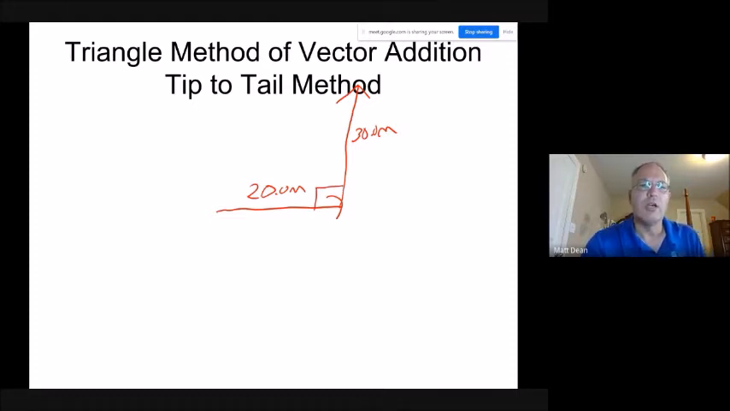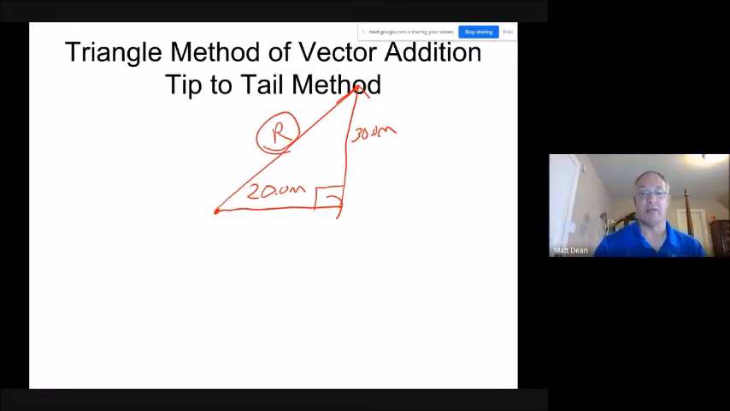So now we're going to draw in what's called our resultant. This line is going to represent the sum of 20 east and 30 north. To draw in a resultant, you start at the tail of your first vector, and you draw in a line that connects the tail of the first vector to the tip of the second vector, like so. This is our R. This is our sum line.